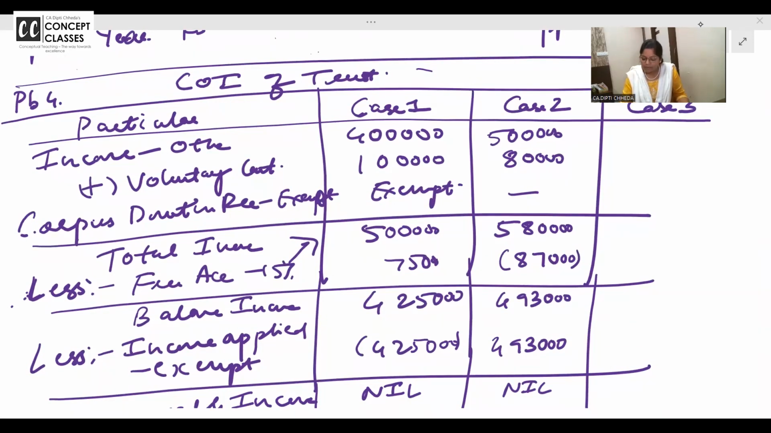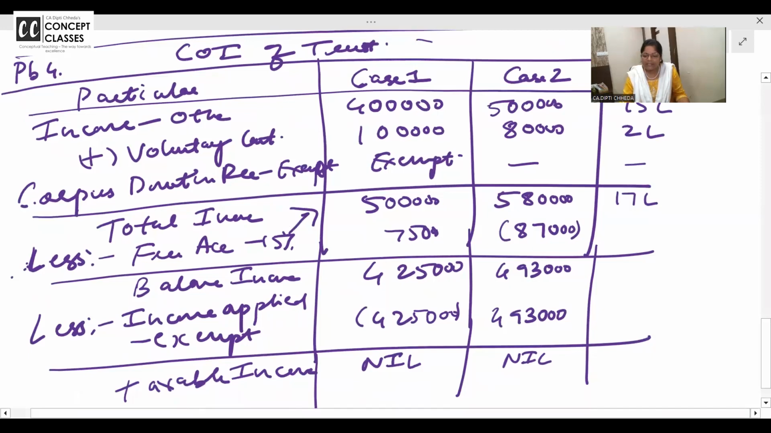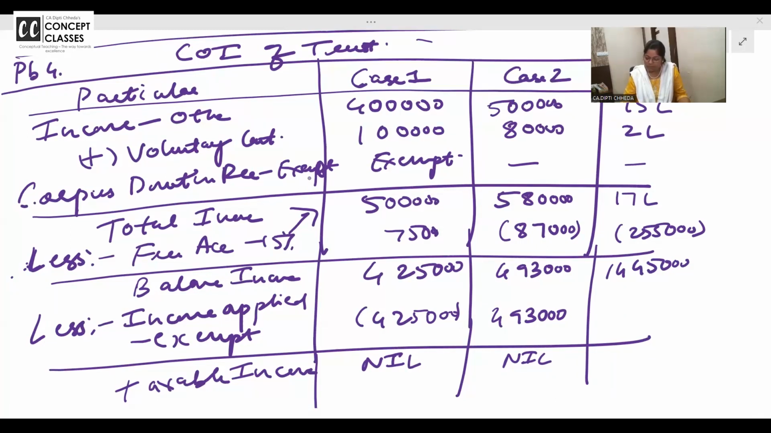I'll copy from your book. Bolo answer. First is 15 lakhs, then it is 2 lakhs. Corpus donations तो नहीं है, तो 17 lakhs का 15%. 2,55,000, मजे करो, no problem. 14,45,000 you should apply. Yes. But in 1445, how much you have applied? Only 2 lakh. So what will be the taxable income?